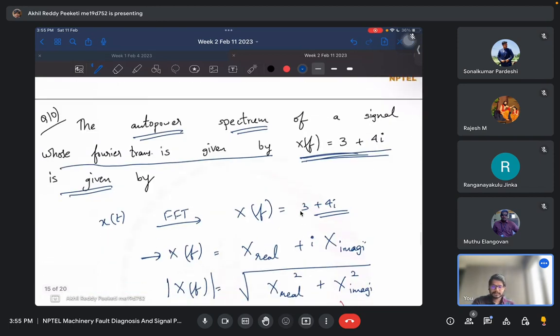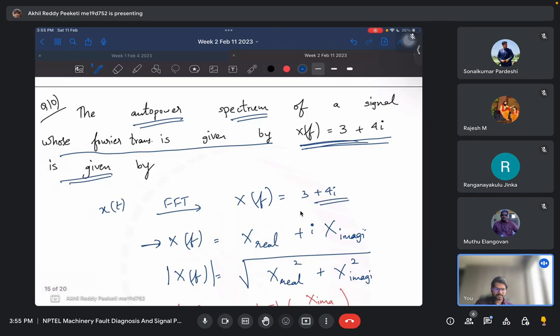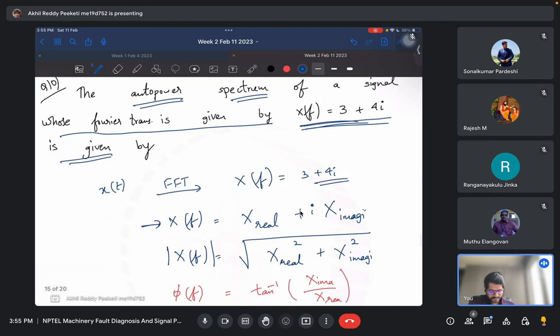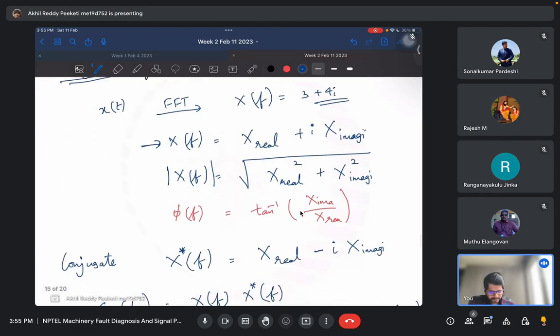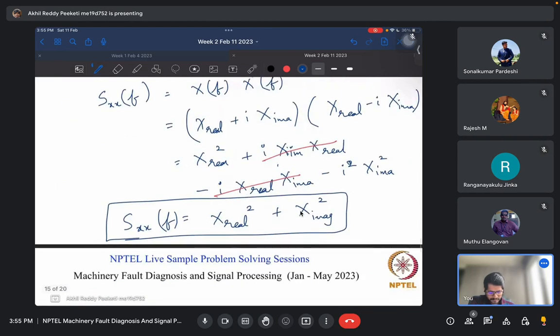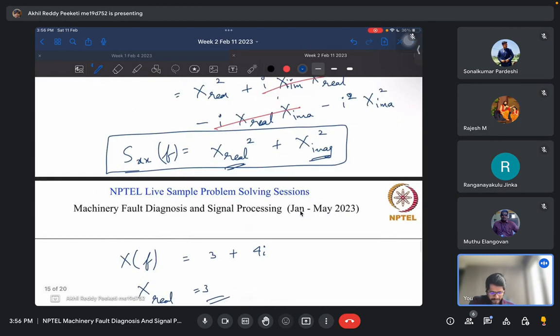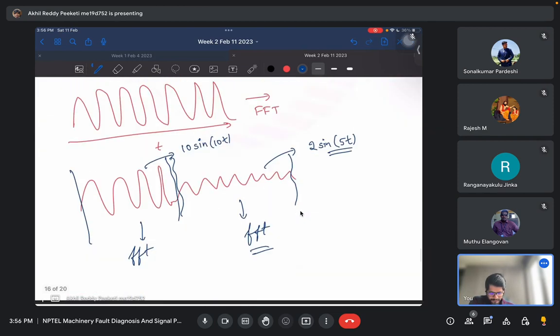So next we have the auto power spectrum, cross power spectrum, and coherence. The auto power spectrum for a Fourier transform is just the sum of the squares of the real and imaginary components. So this will tell you the auto power spectrum.